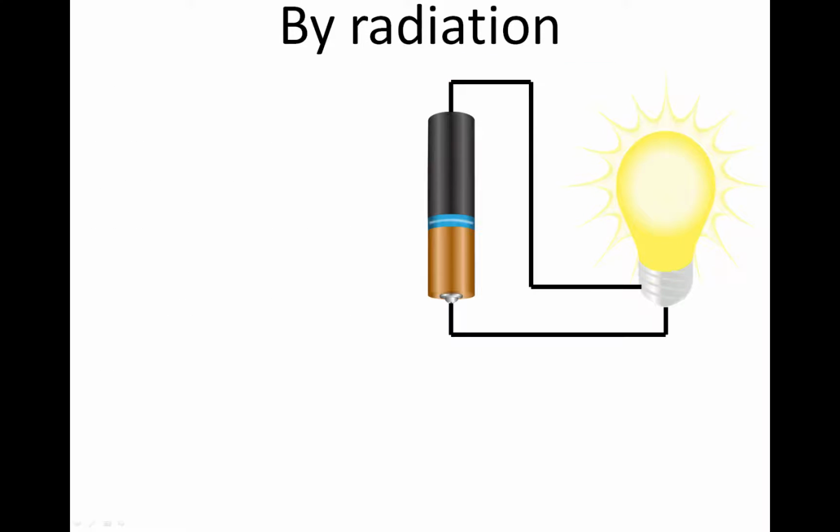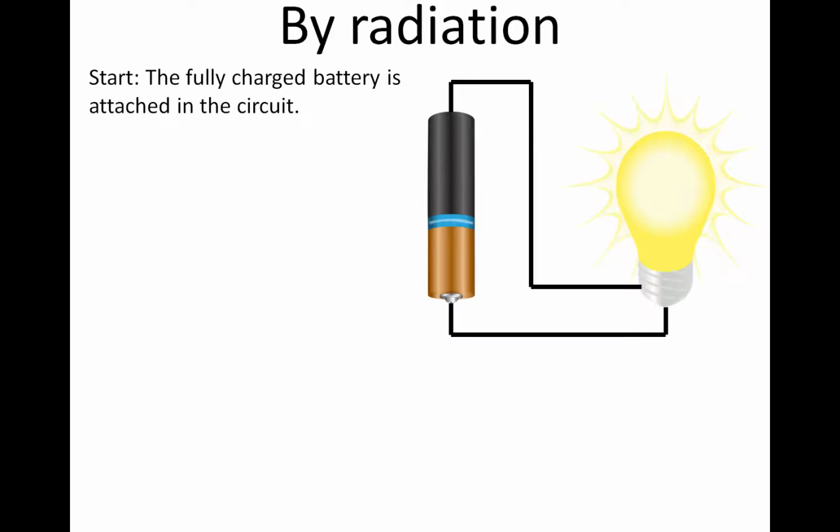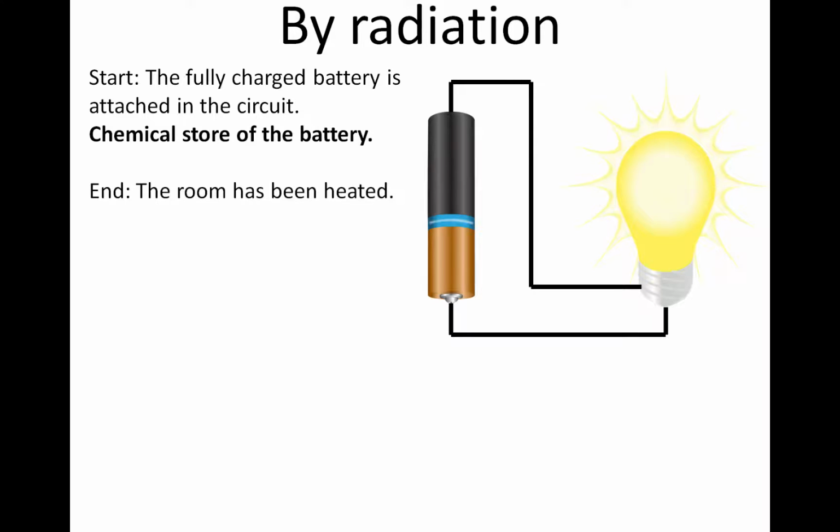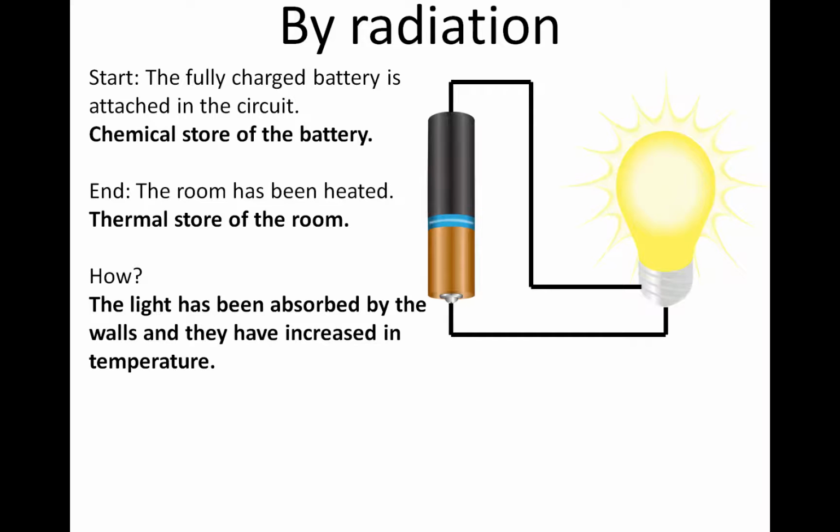And finally, another one by radiation, but we're back to our battery and bulb again. The start is the fully charged battery is attached in the circuit. This is the chemical store of the battery. The end is the room has been heated. In this case, the thermal store of the room. However, in the previous case, whilst we had by heating, this time we have the light has been absorbed by the walls and they have increased in temperature. And so we have another transfer due to the bulb, which is the transfer by radiation.